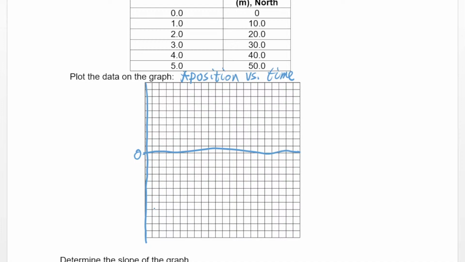So if your position time graph is linear, actually, why am I calling it PT? It should be DT, because position is D with an arrow. People call it the displacement time graph for that reason. It's called the DT graph because D is position.